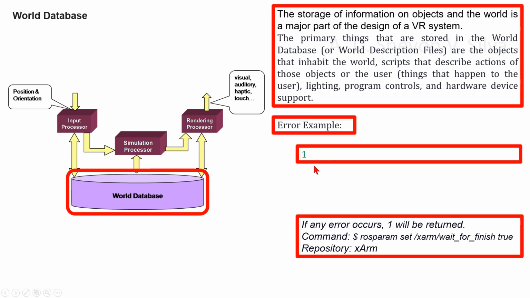As an error example, we can consider one. This occurs if any error occurs, one will be returned in the command $ rosparam set /xarm/wait_for_finish true, designed in the repository xarm.